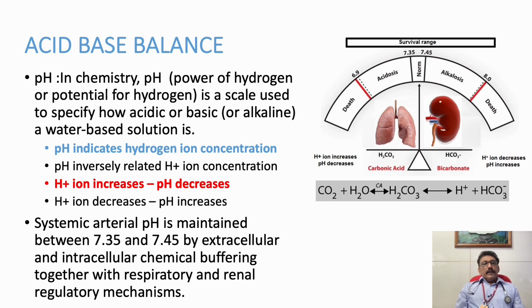When hydrogen ion increases, pH decreases and the patient develops acidosis. When hydrogen ion decreases, pH increases and it can go to the alkalotic side.